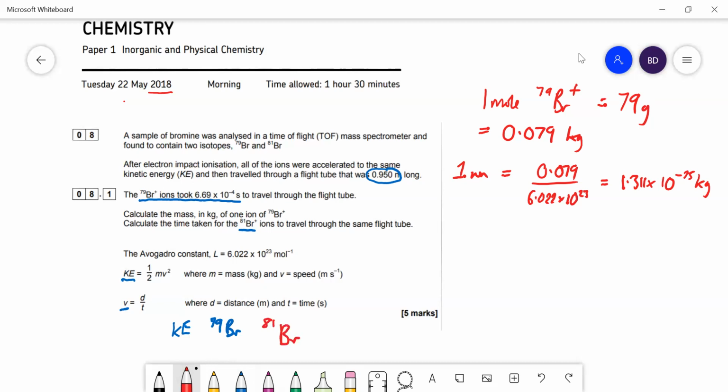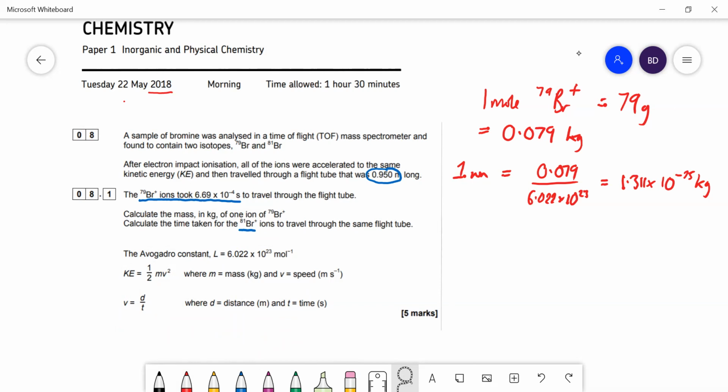And then we put all those numbers in. We know distance, we know mass, we know the velocity, we know the kinetic energy, and we can work out the time taken. That's quite a long way of doing it. There's a quicker way of doing it, and you don't need the distance. So what I'm going to do here is show you the quick way of doing that.